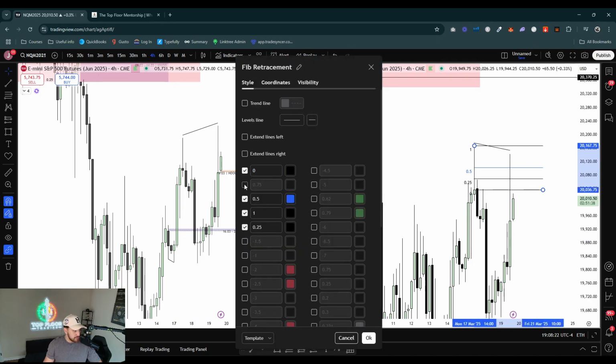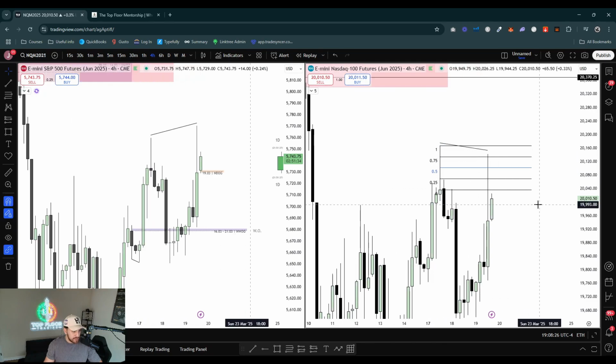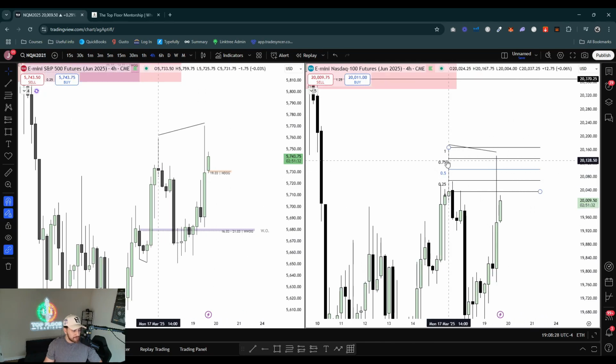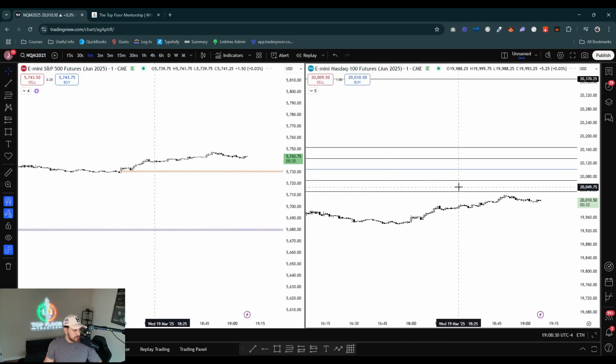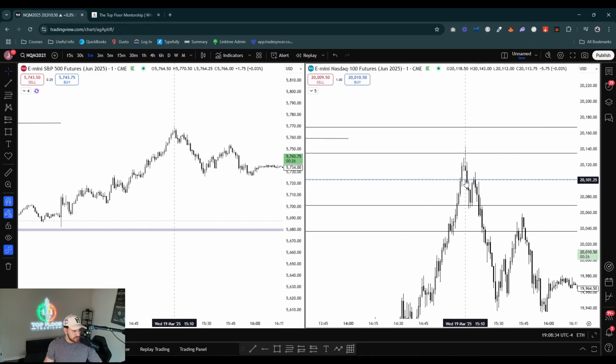Now, here's another thing that you can do with this model: you can add the quadrants similar to a fair value gap. So you can add the 0.25 and the 0.75, and you can see that this went up and tapped the 0.75. If you would have entered just on the 0.5, that would have worked as well on this 4 hour rejection block, but it did go up a little bit higher.